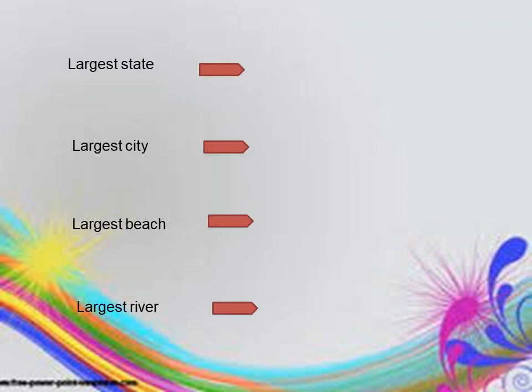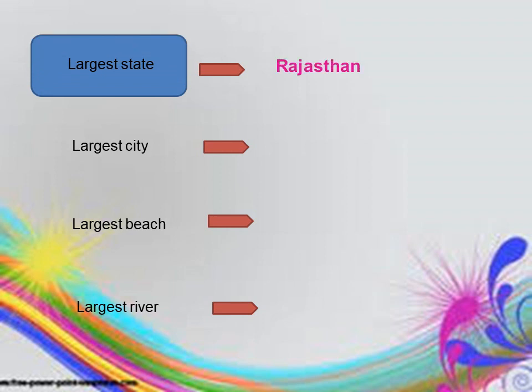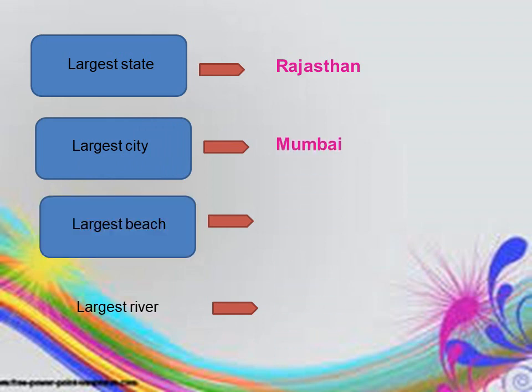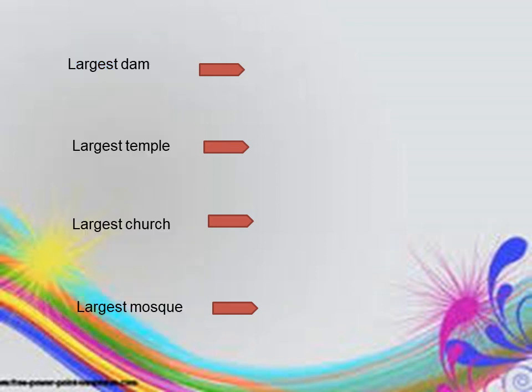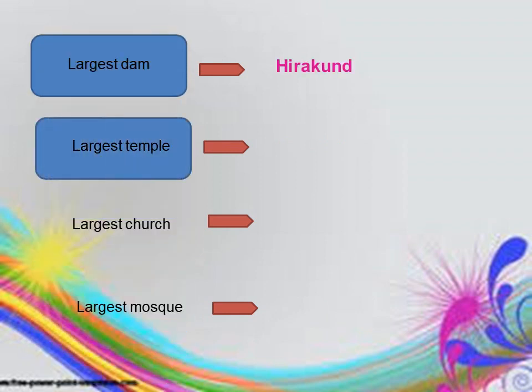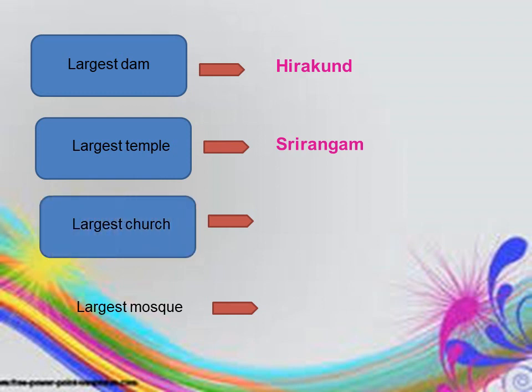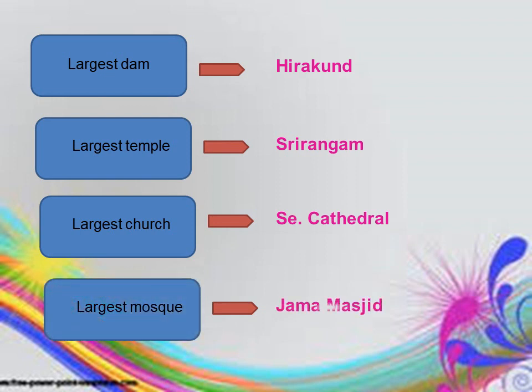Students, which is the largest state? Yes, it's Rajasthan. Which is the largest city? Mumbai. The largest beach? Marina. The largest river? Ganga. Largest dam? Hirakud. The largest temple? It's Sri Rangam. The largest church? Cathedral Church. The largest mosque? Jama Masjid.